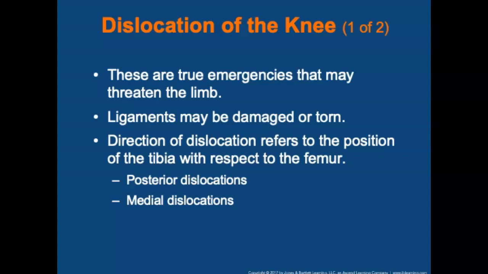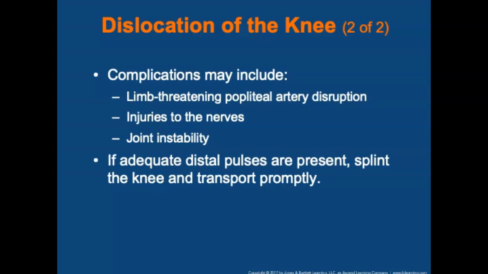Commonly, the anterior and posterior ligaments are damaged, but there is also a high risk of injury to the popliteal artery. Medial dislocations result from a direct blow to the lateral part of the leg. Patients commonly complain of pain in the knee and will report that the knee gave out. Complications may include limb-threatening popliteal artery disruption, which is when that popliteal artery is ruptured, injuries to the nerves, and joint instability. If distal pulses are present, splint the knee in the position in which you found it and transport the patient promptly.